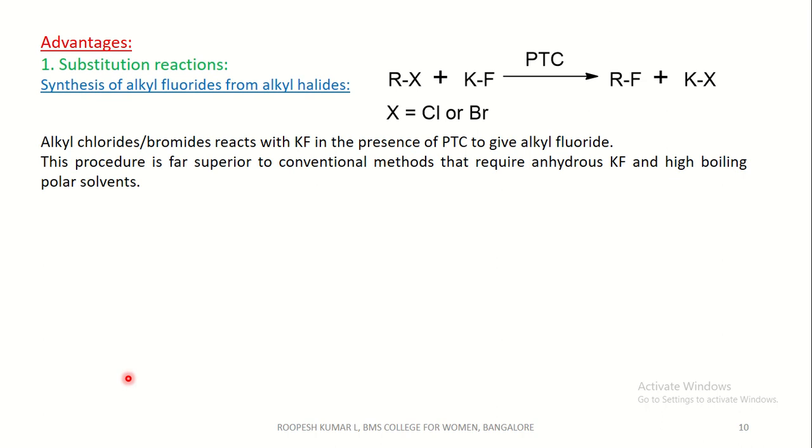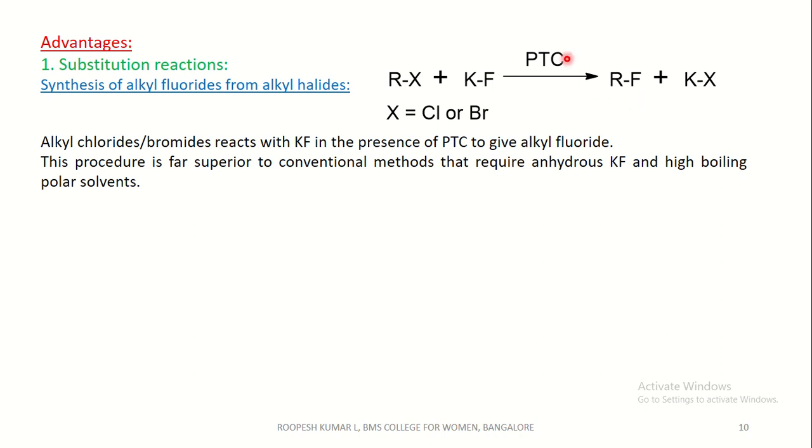Advantages of PTC. PTC is used in several reactions. One such is substitution reaction. First example is a synthesis of alkyl fluorides from alkyl halides. This is a general equation for the synthesis of alkyl fluorides. Alkyl halide, in general, where X is equal to chloride or bromide, reacts with potassium fluoride in the presence of PTC, and we get the corresponding alkyl fluoride.